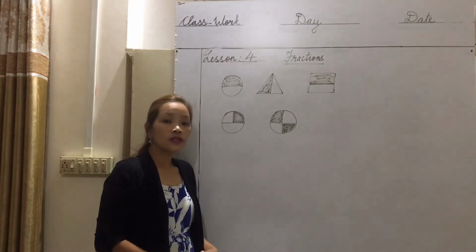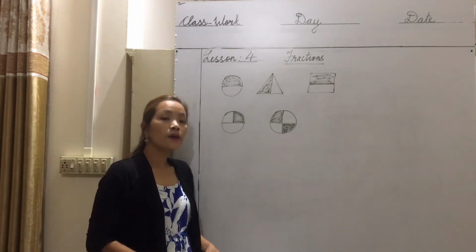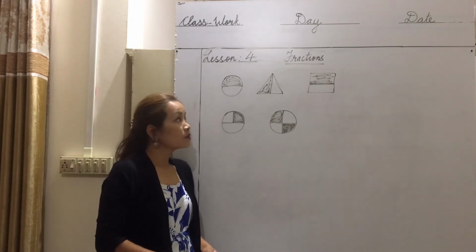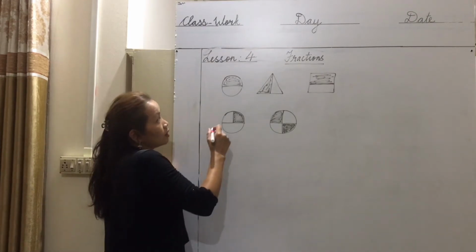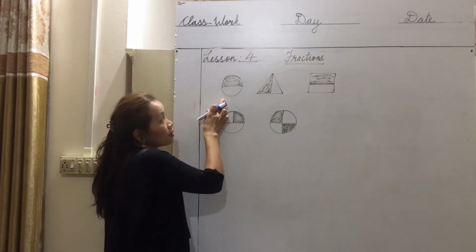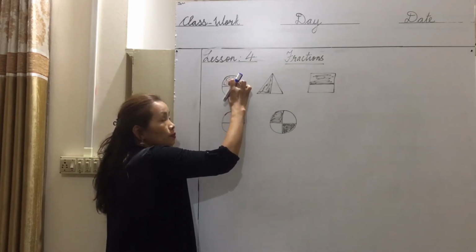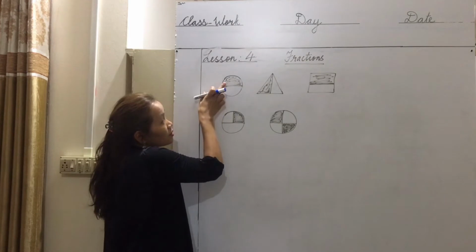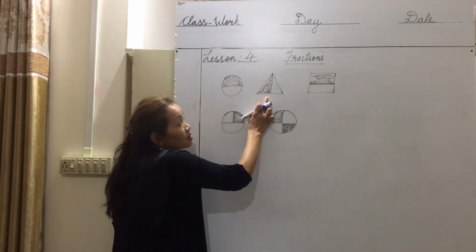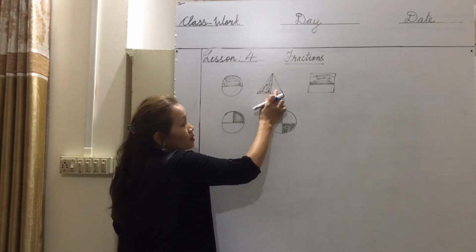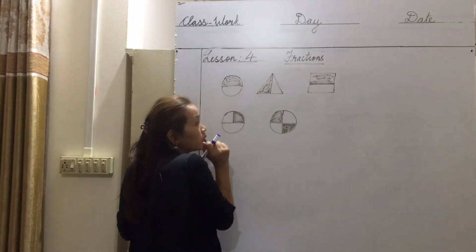Alright, fractions. Fractions means a part of something, right? For example, with this figure, a part of something as a fraction. When we look at this we have one circle. It is divided into two parts, right? Here we have a triangle. It is again divided into two parts, right? Then here we have a square. It is divided into two parts, right?